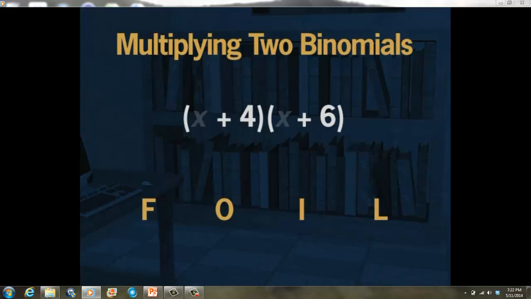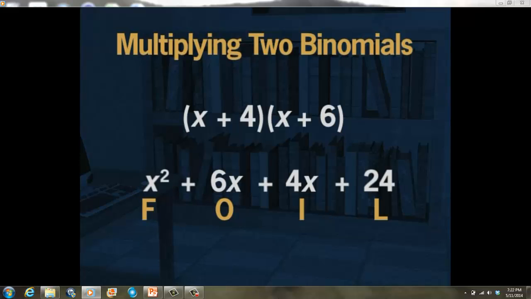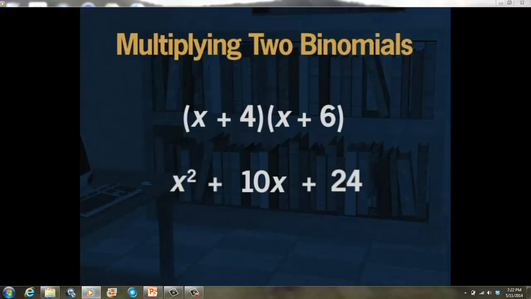First terms. X times x is x squared. Outer terms. X times 6 is 6x. Inner terms. 4 times x is 4x. Last terms. 4 times 6 is 24. Combine like terms. 6x and 4x is 10x. The product is x squared plus 10x plus 24.